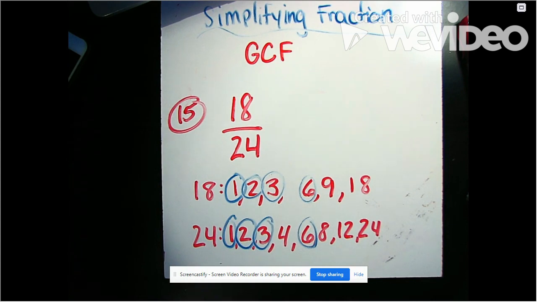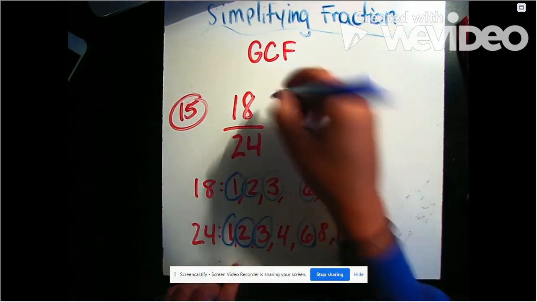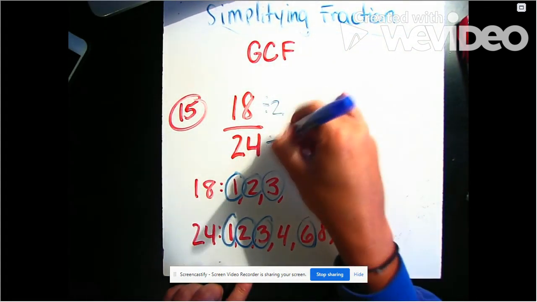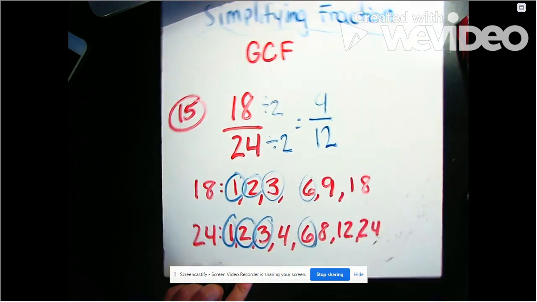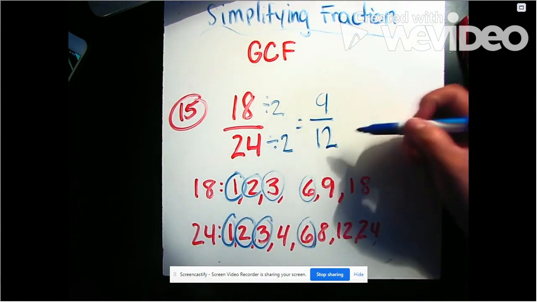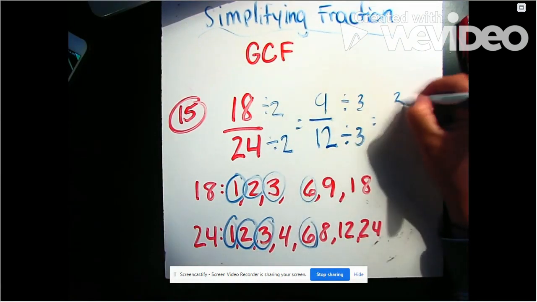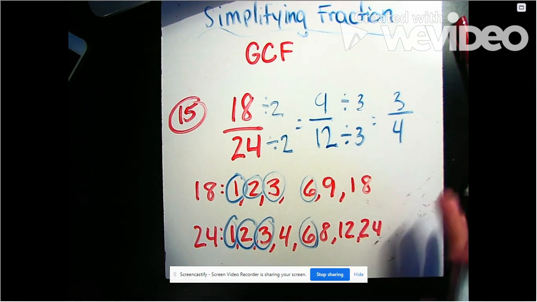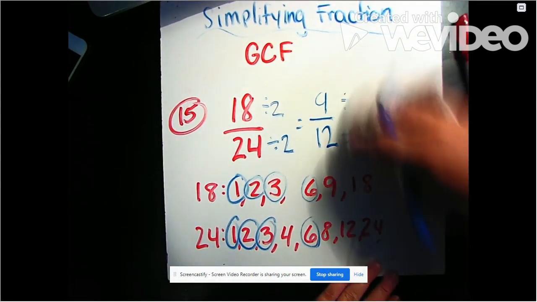Now remember, when I'm using the greatest common factor method, I am dividing by the greatest common factor, not the smallest, because watch what happens if I divide by just 2. This would give me 9. This would give me 12. Yes, you have simplified it a little bit, but you have not simplified it to its simplest form, because I could still divide by 3. So you always want to choose the greatest. I'm going to show you another method in a minute.